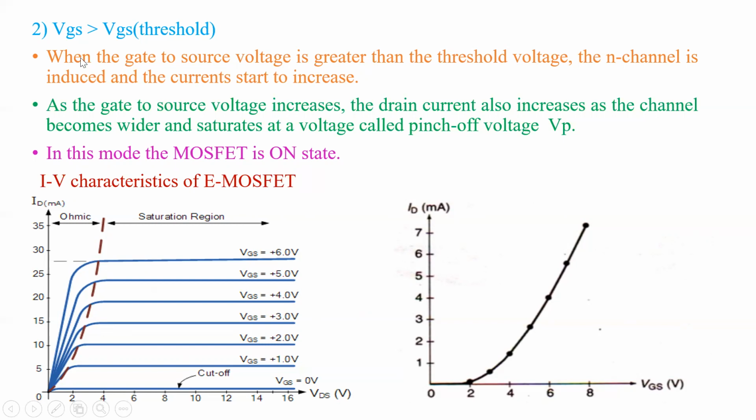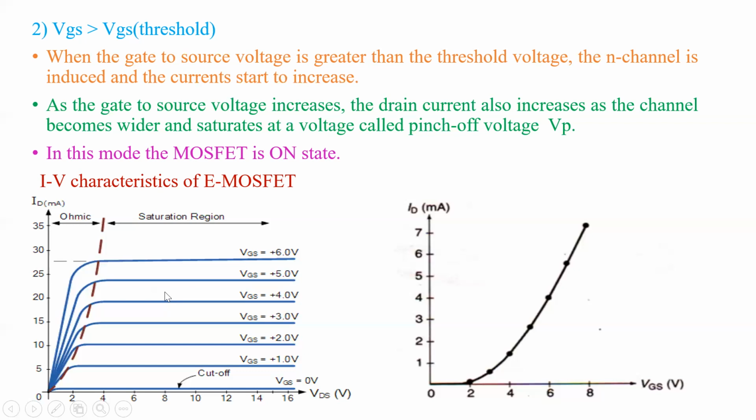So the current will increase, but it doesn't increase indefinitely. You can increase the VGS up to a certain voltage VP. Till then, the drain current will increase, and after that, it will saturate. Here you can see the IV characteristics of E MOSFET. It can be classified into three regions: cutoff, saturation, and ohmic. In ohmic, the current increases linearly, and after that it saturates. When the voltage is greater than the pinch off voltage, the current saturates. That is the saturation region. Prior to that is the ohmic region. And when VGS is less than VGS threshold, there will be no drain current, and that is the cutoff region.